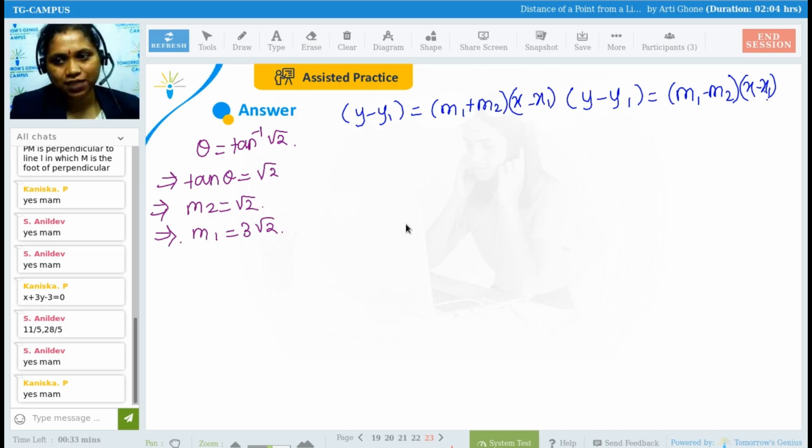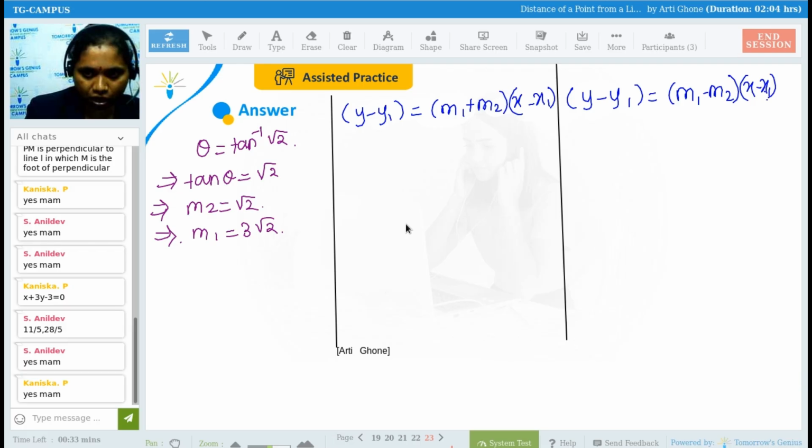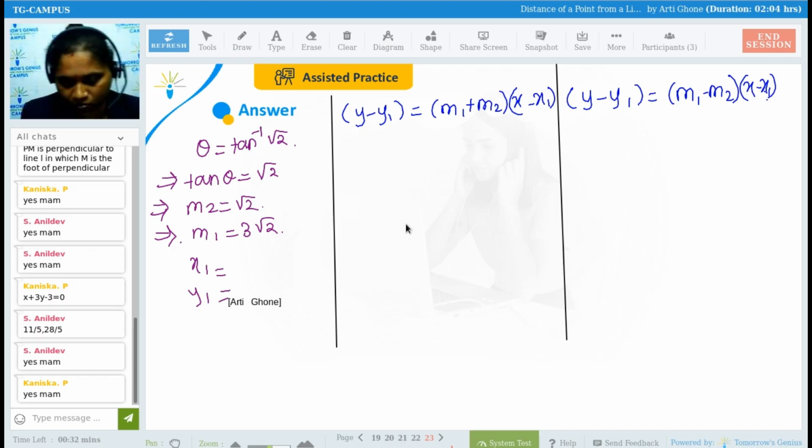The combined slope is m1 plus m2 or m1 minus m2, as we know the angle between them. This is a reversible question actually. When you already know the angle between them, you can use this type of equations. So y minus y1 is equal to m1 plus m2 times x minus x1. This is ultimately producing a slope only. And y minus y1 is equal to m1 minus m2 times x minus x1. Now we have m1, m2, x1, y1, so you can use them and tell me the equation. x1 is 1, y1 is 3.